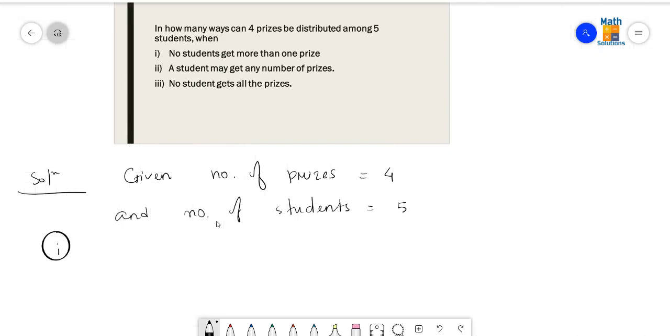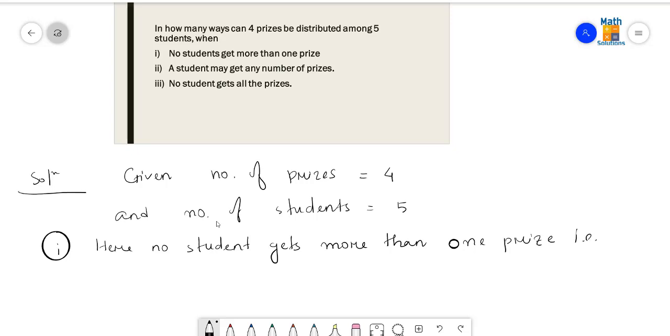Here, no student gets more than 1 prize. That is, repetition is not allowed. So after this, what can we do?